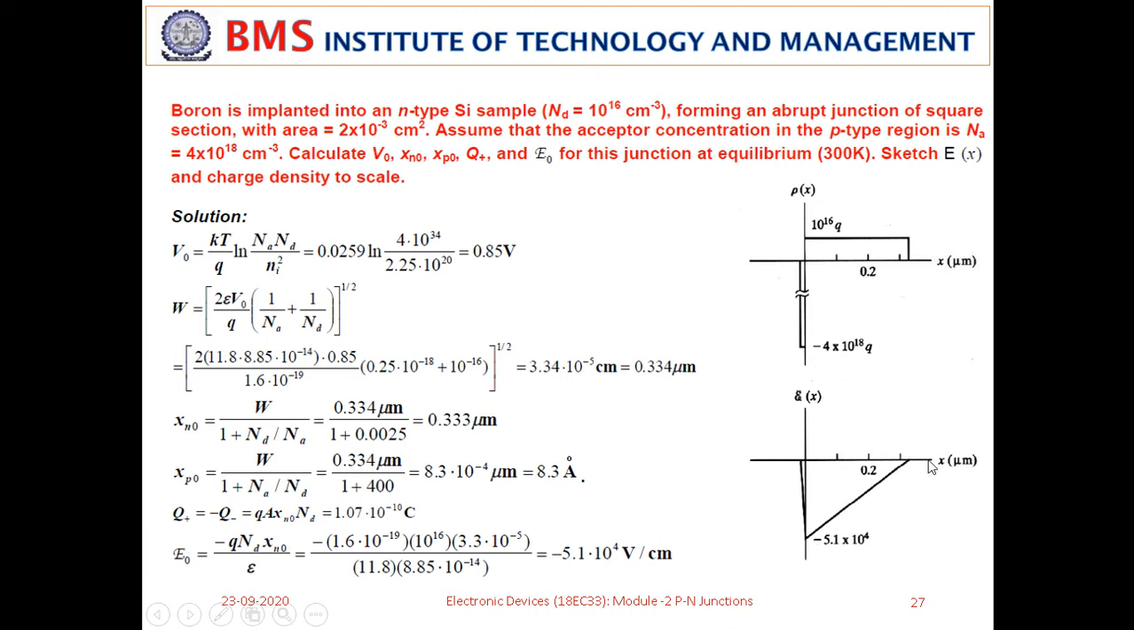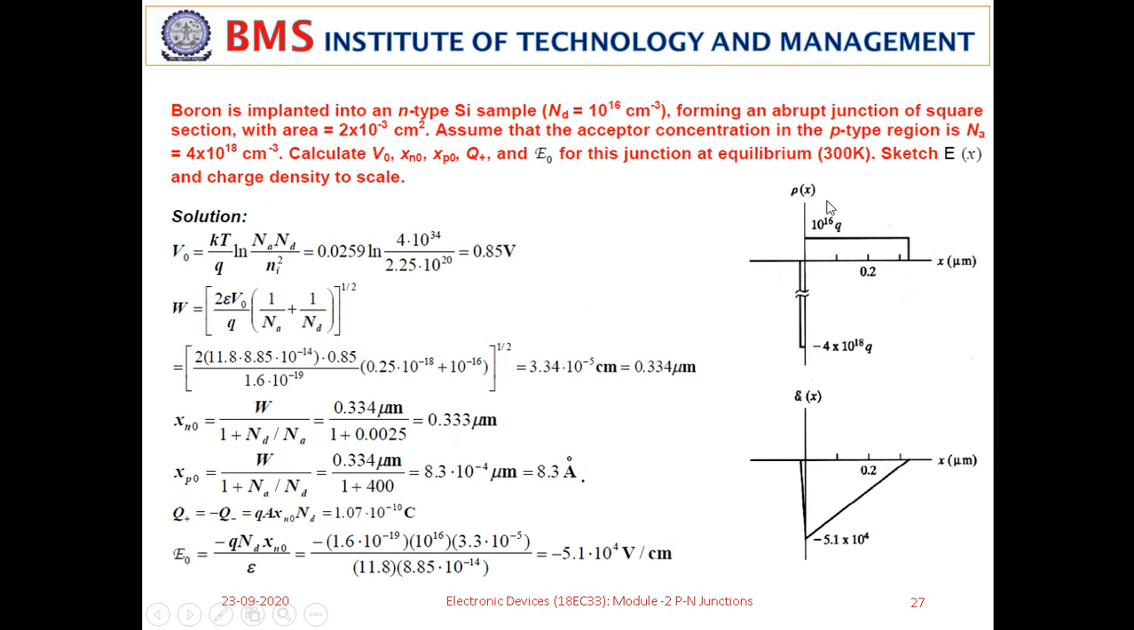The electric field increases as you move towards the positive x direction. The maximum electric field we already know, which is minus 5.1 into 10 to the power of 4 volts per centimeter. That is the maximum value, and it ends at this xn naught. xn naught is 0.33 micrometer, which is the same as this distance here.